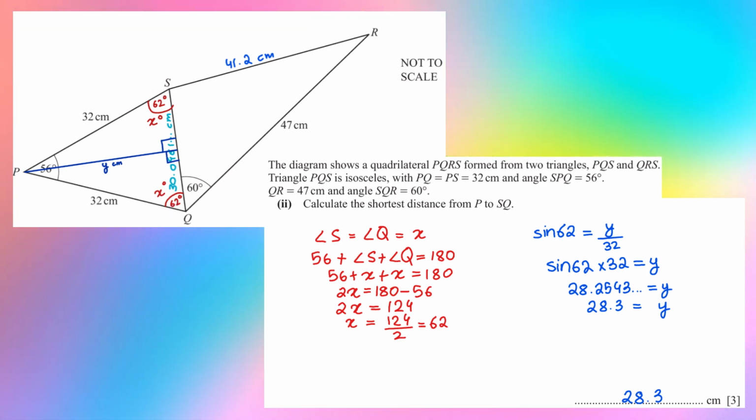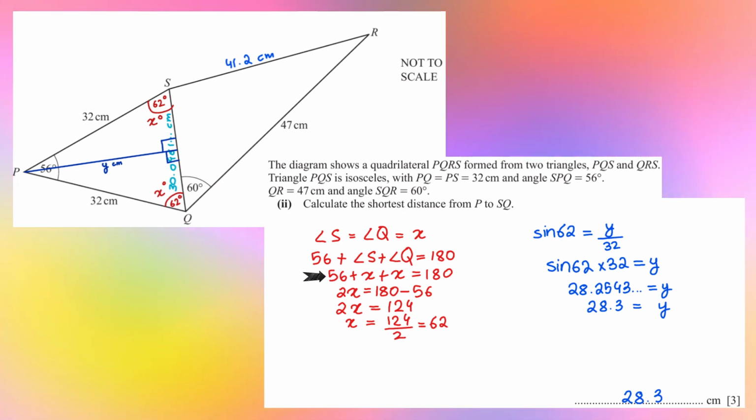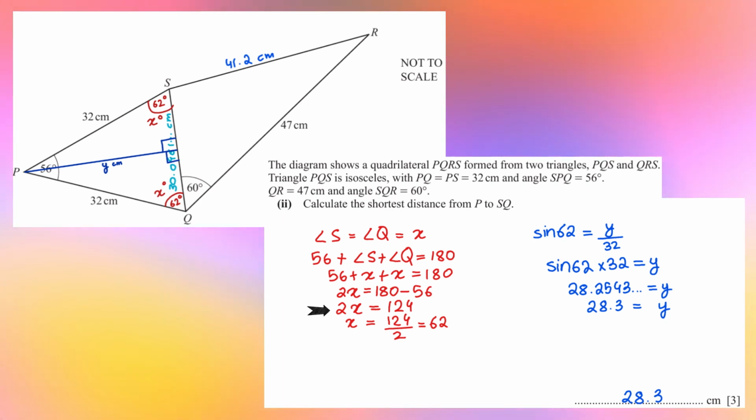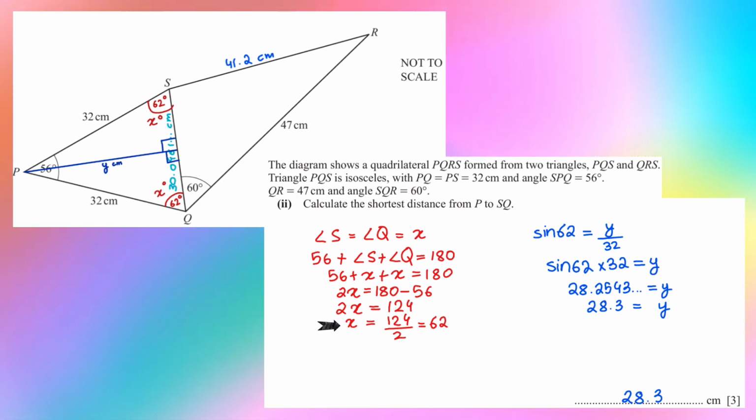Now, we know that the sum of all the angles in a triangle equals 180 degrees. This means that 56 plus angle S plus angle Q equals 180. Substituting X in the places of angles S and Q, we get 56 plus 2X equals 180. Then we subtract 56 from both sides. This gives us 2X equals 124. Then we divide both sides by 2. This gives us X equals 62. This means that angles S and Q equal 62 degrees.